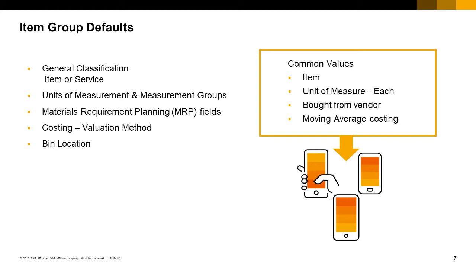Costing default, one key setting you can make at the item group level is the inventory valuation method. If you are using bin locations in a warehouse, you can set defaults on a default bin location and whether the default bin location must be used upon receipt of the item. When you create an item and assign an item group, the item group's default fields appear in the item. The fields can be changed.